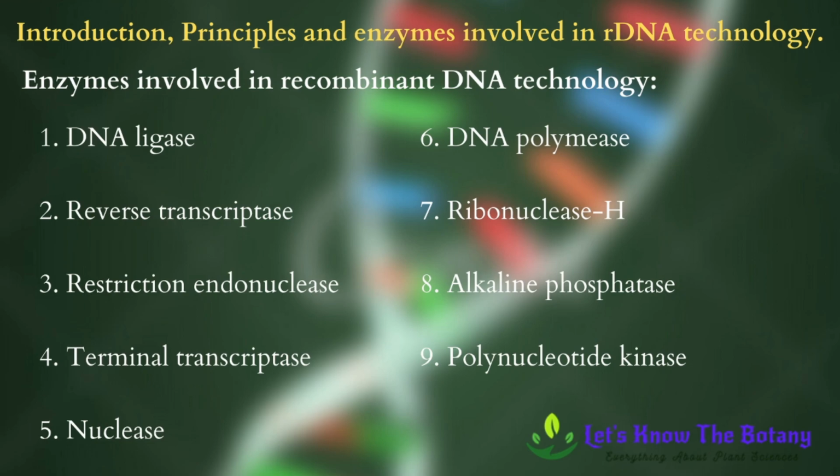The next one is terminal transferase. This enzyme converts blunt ends of DNA fragments into sticky ends. If the restriction enzyme cuts DNA forming blunt ends, then the efficiency of ligation is very low. So the enzyme terminal transferase converts blunt ends into sticky ends. The terminal transferase enzyme synthesizes a short sequence of complementary nucleotides at the free ends of DNA so that the blunt end is converted into a sticky end.